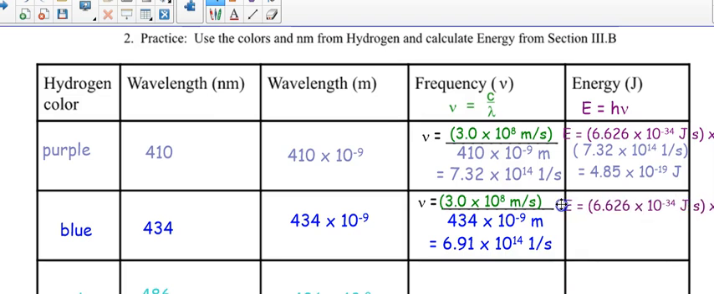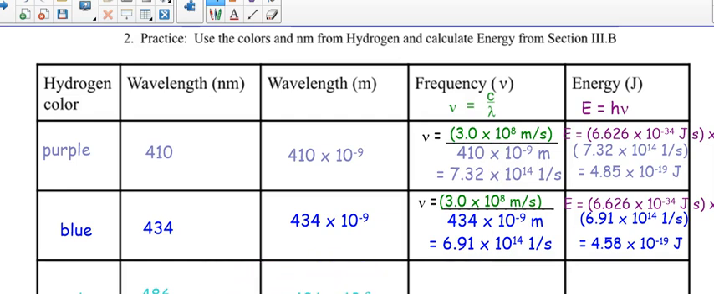So E equals 6.626 times 10 to the negative 34 times what? Times that number, the one you just figured out from your frequency, all right? And I got this. Multiply those two together and tell me what you get. So go ahead and plug these numbers in and see if you got what I got. This is what I got. Hopefully you did too.